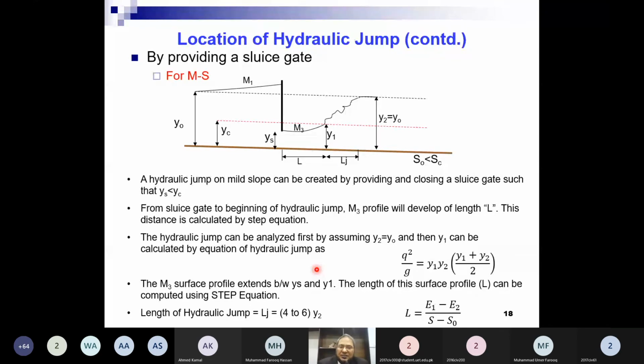So now write the Manning's equation: Vm is equal to 1.49 over n, R raised to 2/3 and S naught raised to power 1/2. So R would be R mean, V would be V mean, and put values in this equation. We know everything except S.